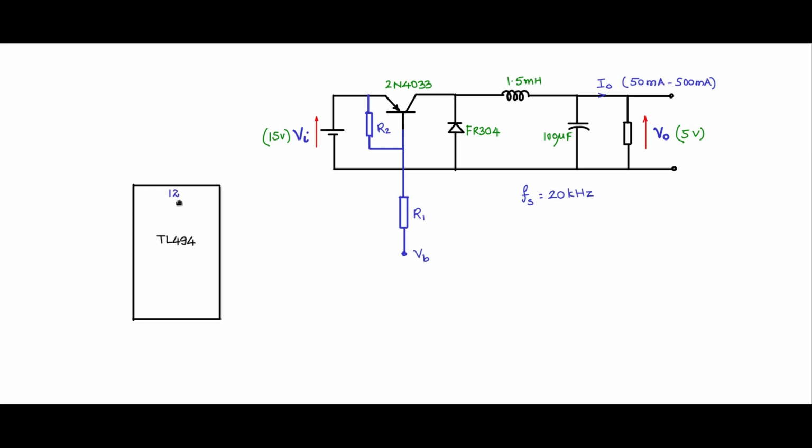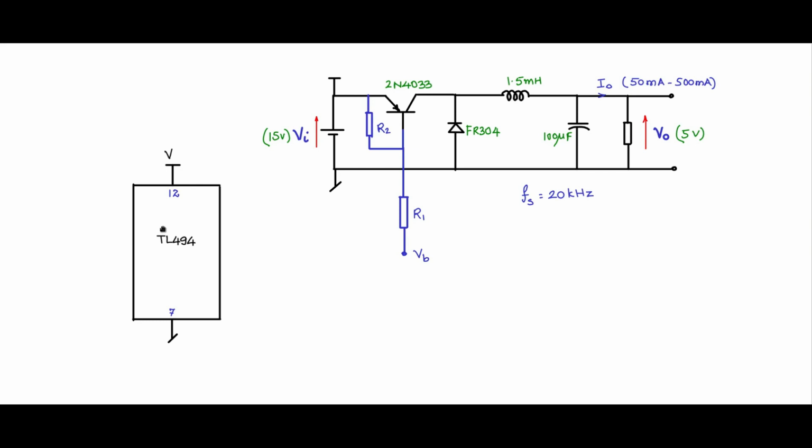Let us say pin 12 is the VCC pin and 7 is the ground pin. Let me connect the ground, and for pin 12, ground means these two are joined together, and this is VCC. So let me connect VCC to VI. So VI itself, unregulated VI itself, will be the power supply for the TL494, 15 volts.